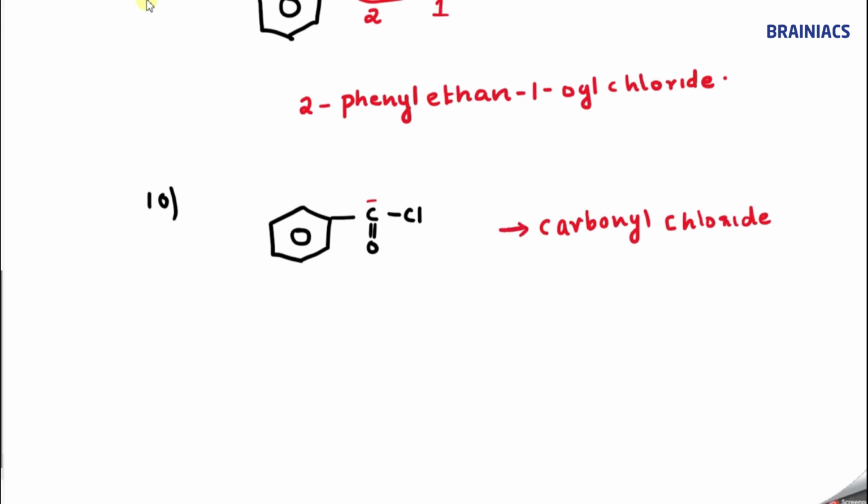So I can name this as benzene, correct? Benzene is the parent. So benzene carbonyl chloride. Suppose COOH comes here, benzene carboxylic acid. Suppose CHO comes here, benzene carbaldehyde. Suppose cyanide comes here, benzene carbonitrile, like that. But if there is one more carbon atom here, then this becomes the parent carbon chain. That is a different case. Okay, so let's start with doing one more question.